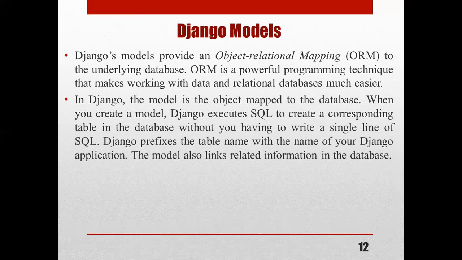Whenever we create any Django model, after creating that model, Django executes SQL to create the corresponding table in the database based on that model. So without writing any SQL statements, it will create one table in your database. Django prefixes the table name with the name of your Django application. The model also links related information in the database.